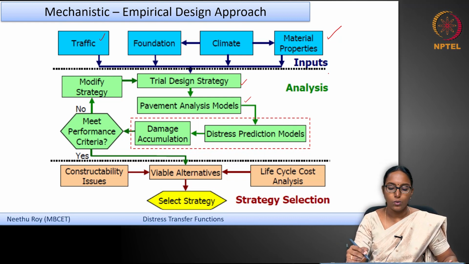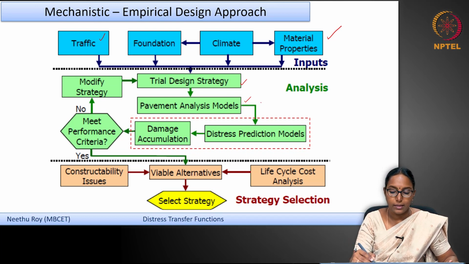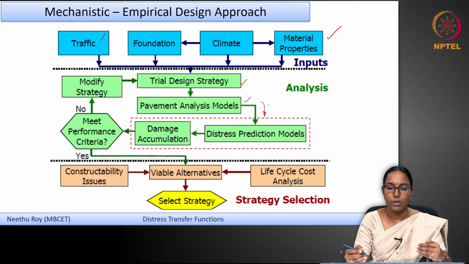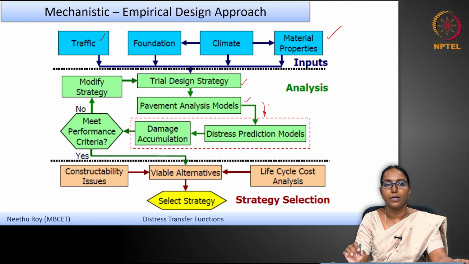The results of this analysis are then correlated, and based on that you have to predict the performance of the structure. When you talk about the performance of a structure, it means what distresses are coming on the pavement structure, and how the various distresses progress in it. For that you need certain distress prediction models.